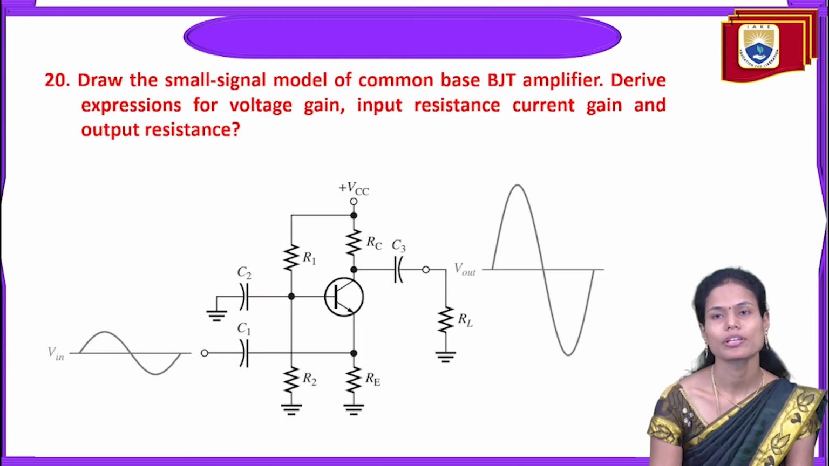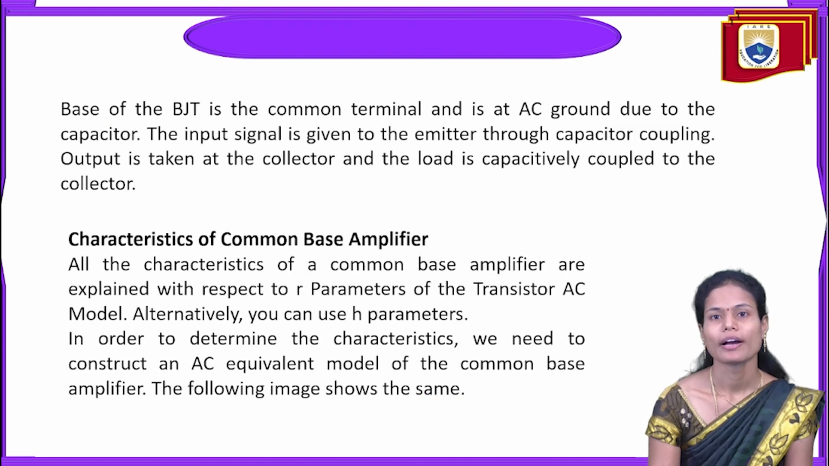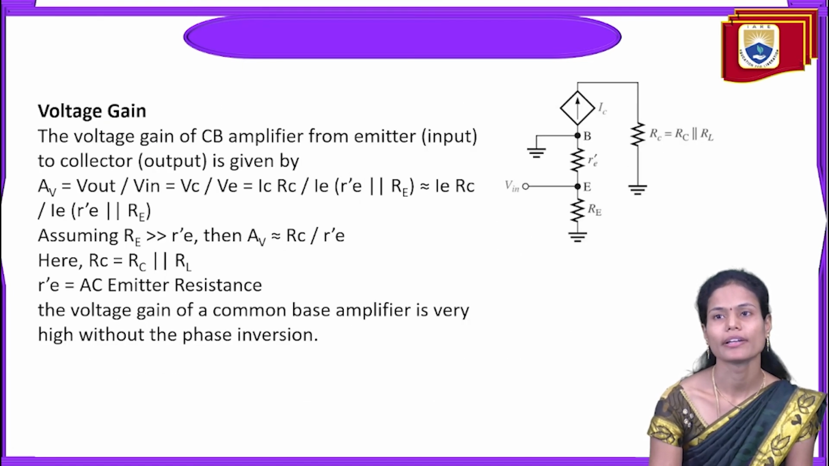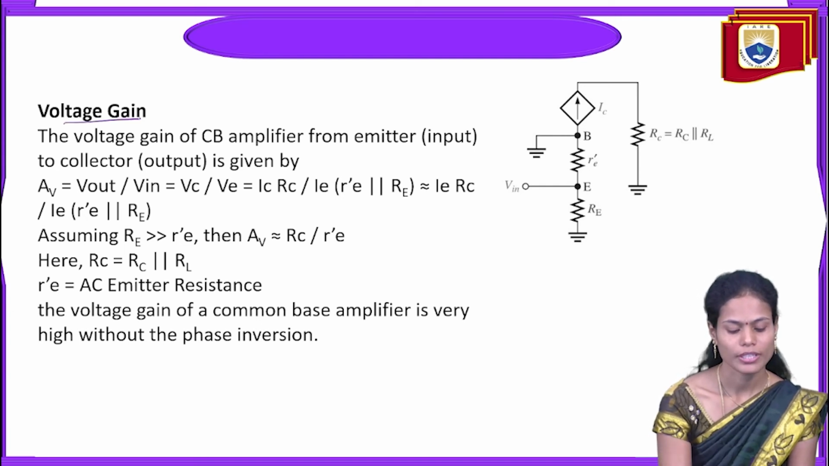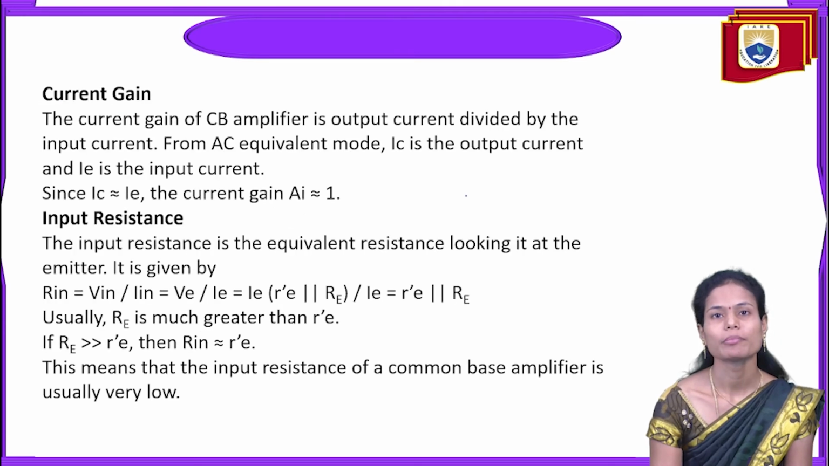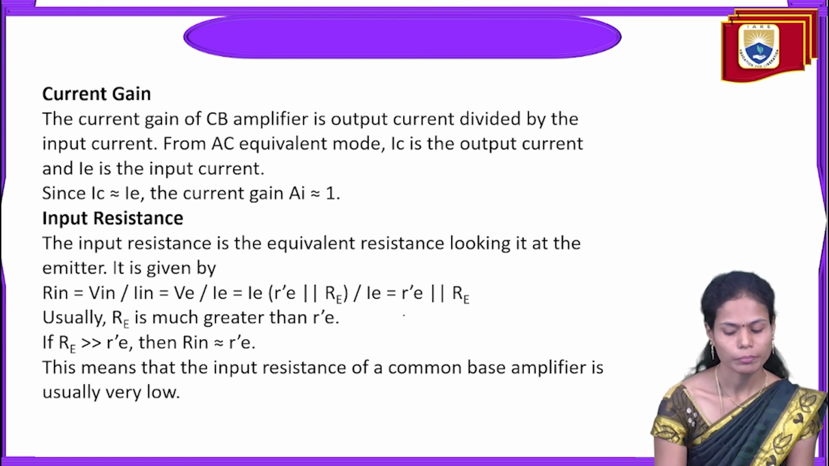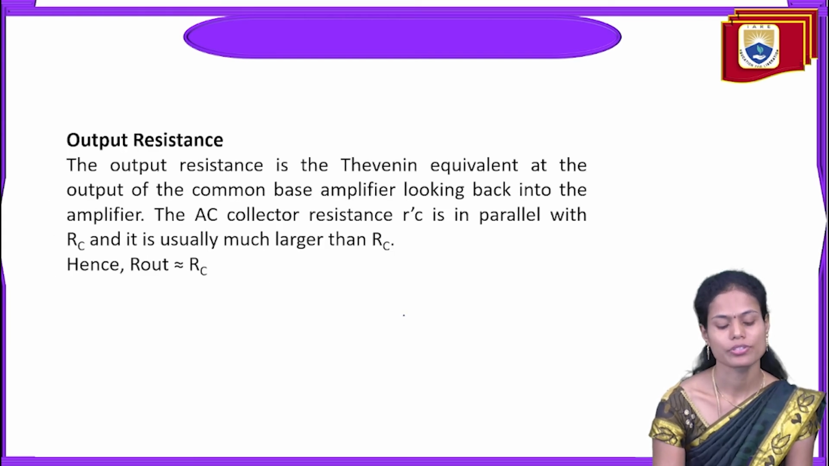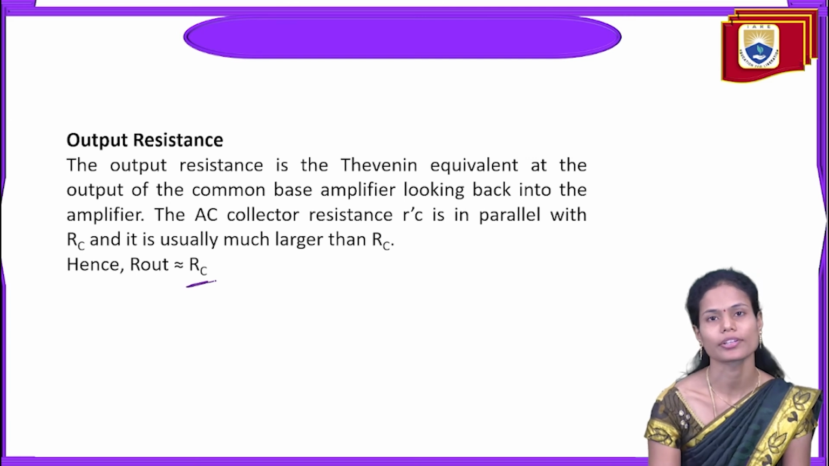Next, draw the small signal model of the common base BJT amplifier and derive the expressions for voltage gain, input resistance, current gain and output resistance. For that purpose, we have to consider the common base BJT amplifier and its operation. By taking the equivalent circuit, we find the voltage gain, which we get as this much. Similarly, the current gain is the ratio of output current to input current. And next, the output resistance we will get as almost the collector resistance.